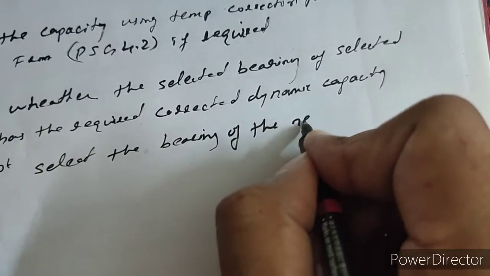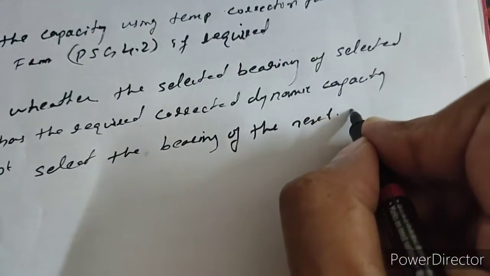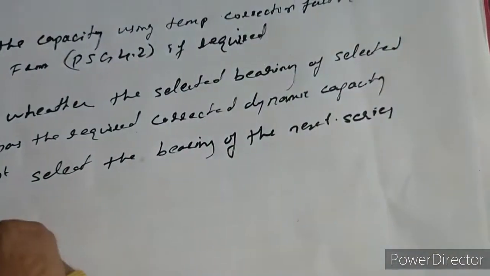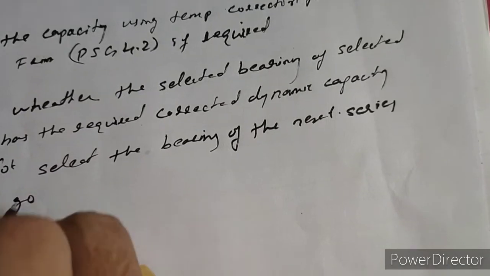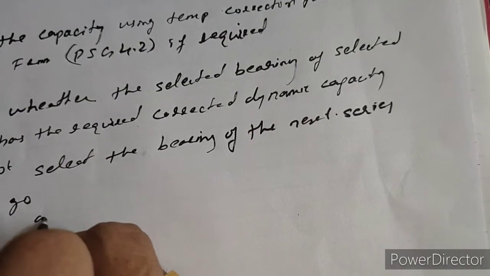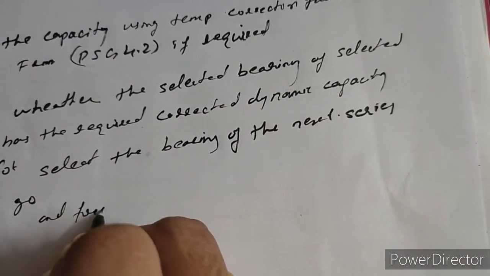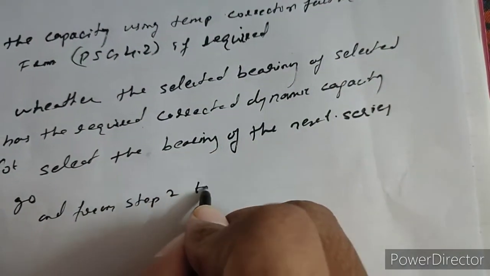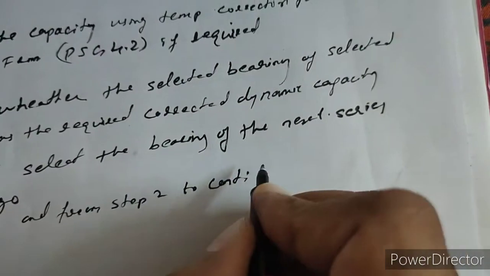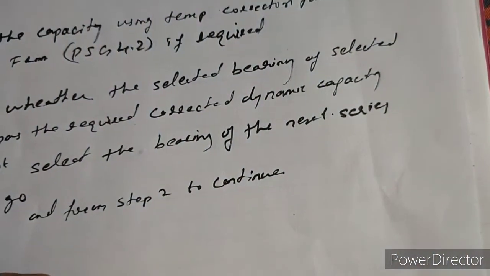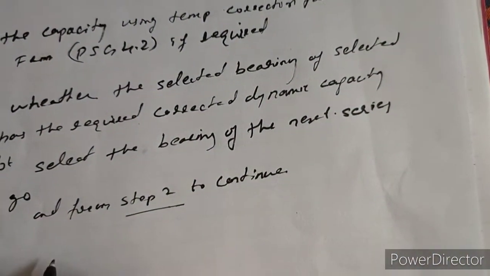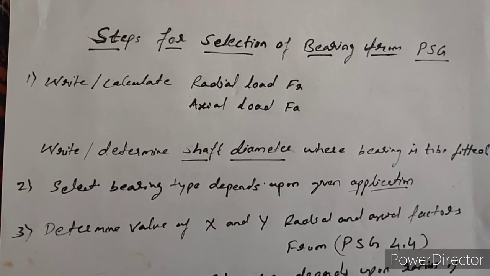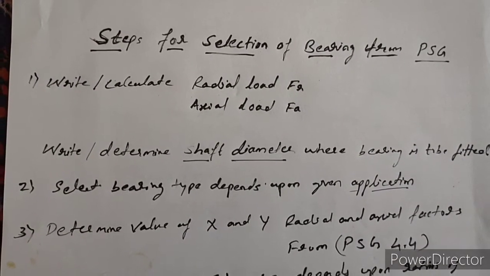Suppose it is not matching, and the dynamic capacity required is higher, then we have to go for the higher series. Suppose we have selected 60, then we go for 62. Suppose we have selected 61 or 62, then we go for 63, likewise. Then we have to continue from step 2 once we select that bearing. So here I'll explain the steps one by one.